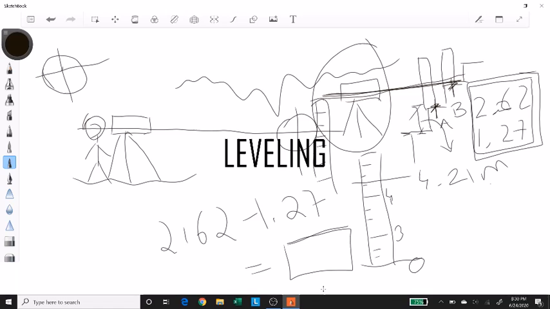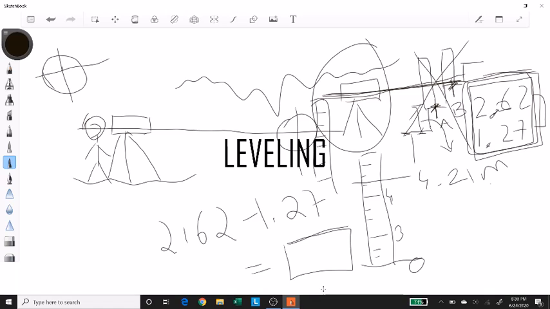And what is the difference in their elevation? That depends on the difference of the two readings. Simple. So in this case, if I don't draw this figure and I just give you these two values, just by looking at the two values, you can see which point would be at a higher elevation and which point would be at a lower elevation.